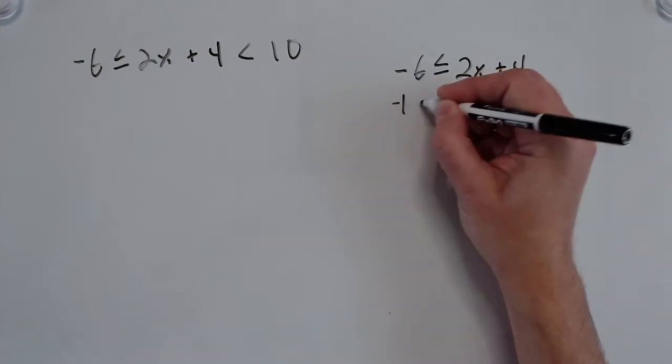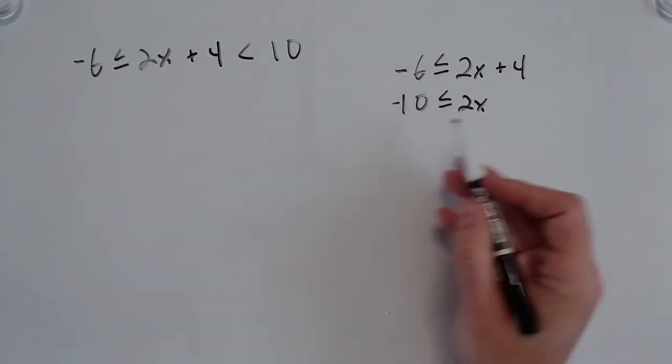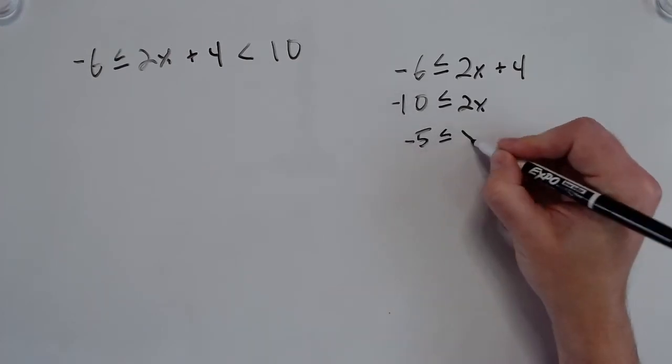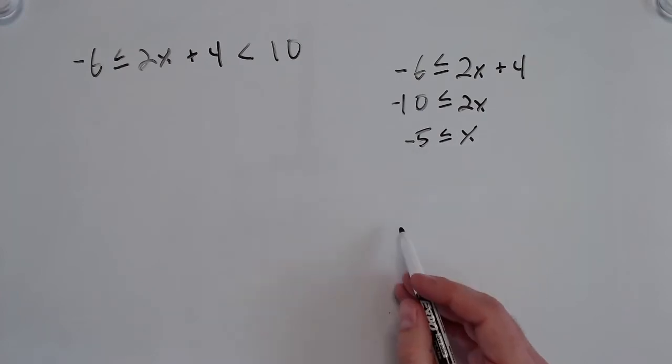This gives us negative 10 is less than or equal to 2x. Now we can divide both sides of the equation and say that negative 5 is less than or equal to x. So we have one part of the statement figured out. Let's do the second one down here.